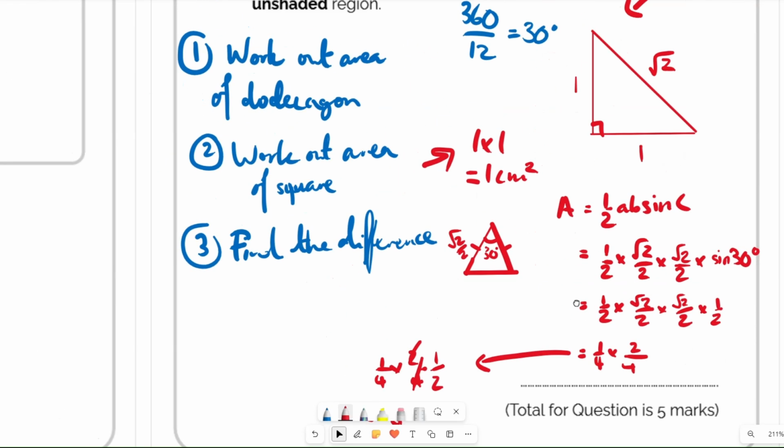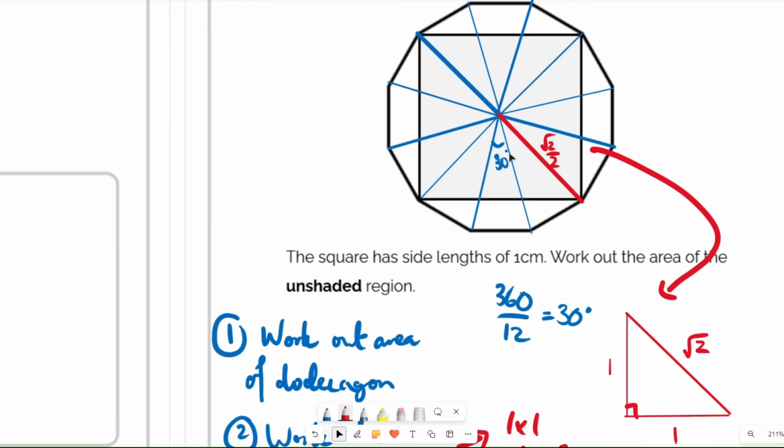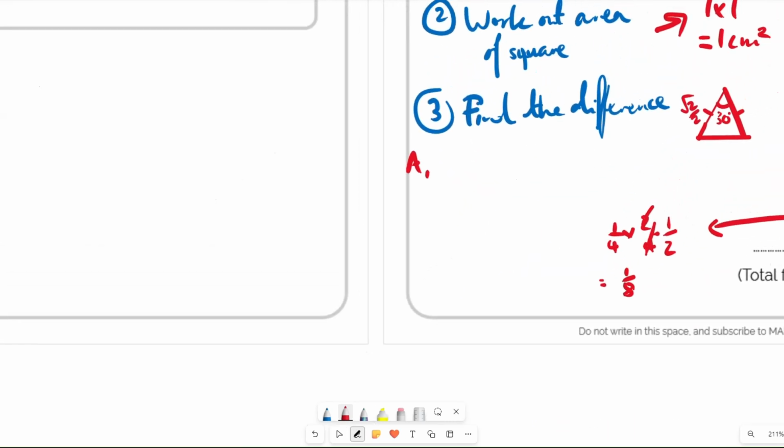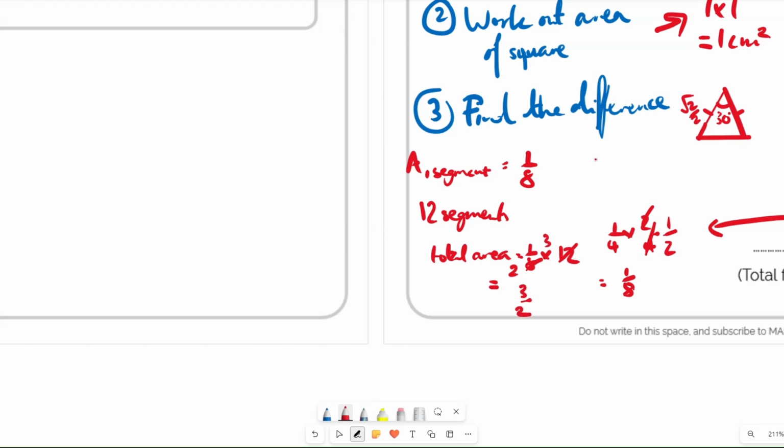So we know what the area of one of these segments is, which is 1/8, right? Area of one segment, it's not really a segment in circle terms, but I'm just using the word segment, is 1/8. And we have how many segments? We've got 12 segments. So the total area of the dodecagon equals 1/8 times 12, which is, if we do a bit of simplification, we get 3 over 2, or 1.5, right?